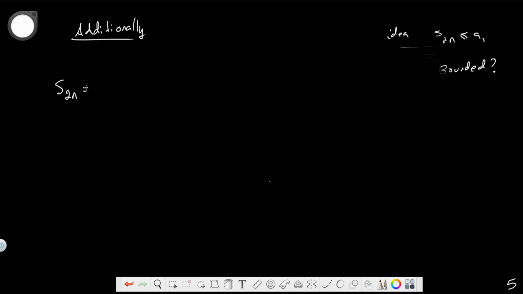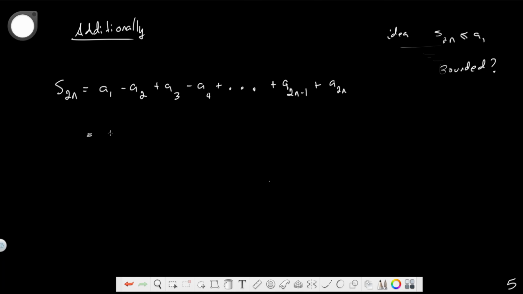Written out, it's a sub 1 minus a sub 2 plus a sub 3 minus a sub 4 plus a sub 5, plus dot dot dot all the way down to plus a sub 2n minus 1 plus a sub 2n. That is what S sub 2n is. It's the 2nth partial sum. Right? I can rewrite this, though.